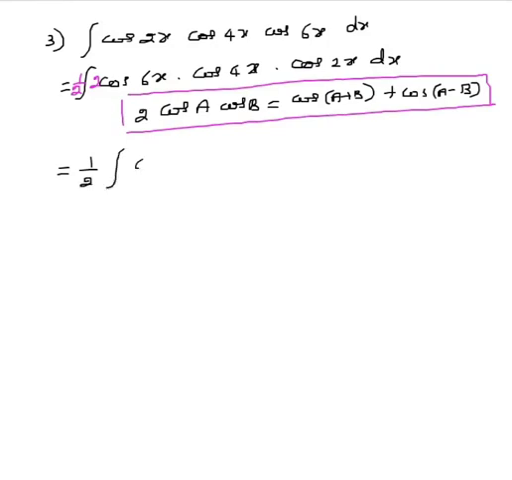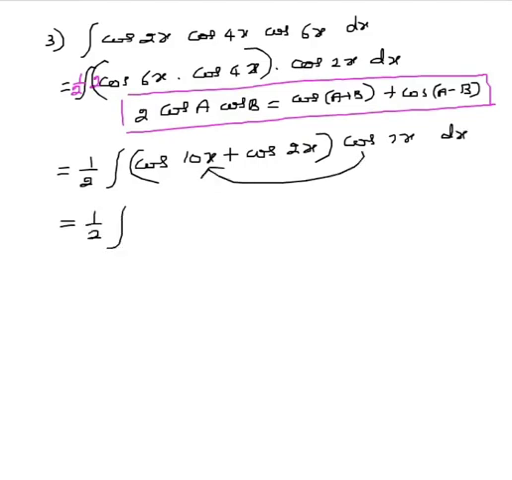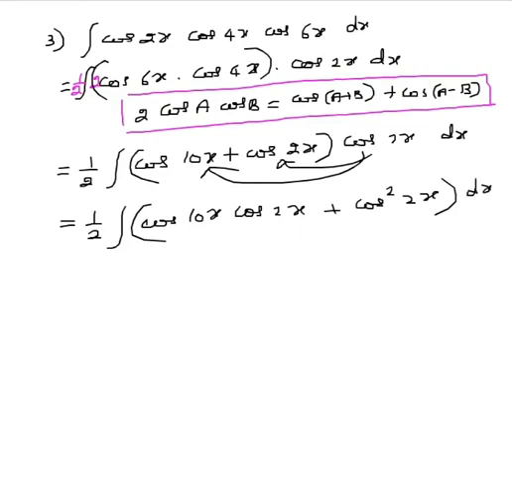Half into integral cos of, I am using the formula for the first two terms. 6x plus 4x is 10x and cos of 6x minus 4x is 2x. And we have into cos 2x dx. Let's distribute this. We get cos 10x into cos 2x plus cos squared 2x dx.